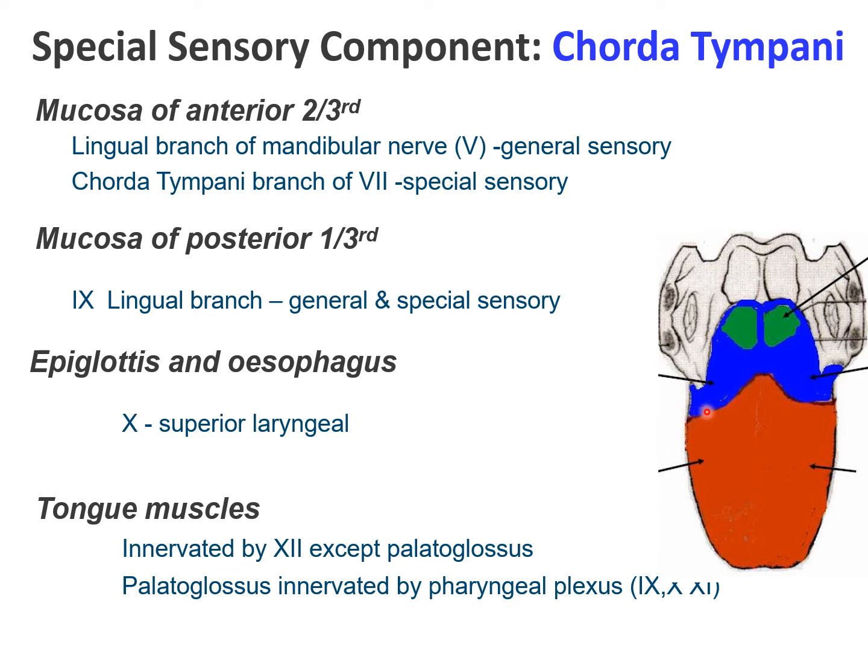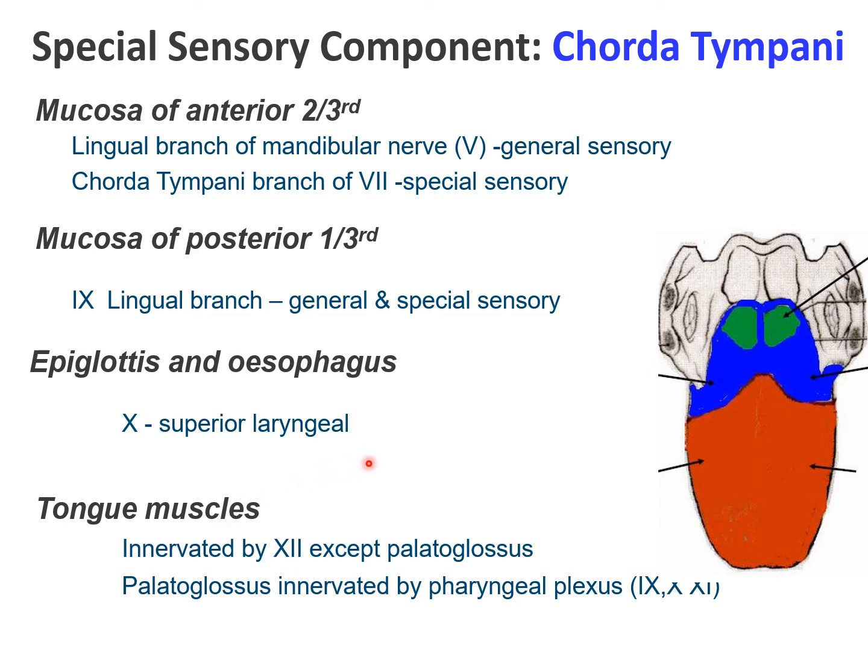The taste buds in the circumvallate papillae and on the posterior one-third of the tongue are innervated by the lingual branch of the glossopharyngeal, which provides both general as well as special sensory or gustatory innervation to the posterior one-third of the tongue.